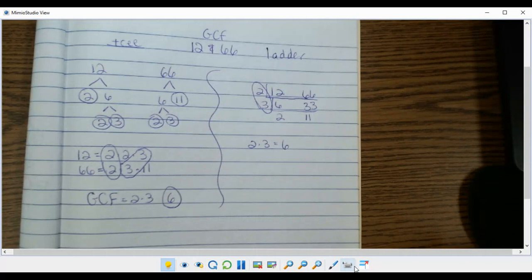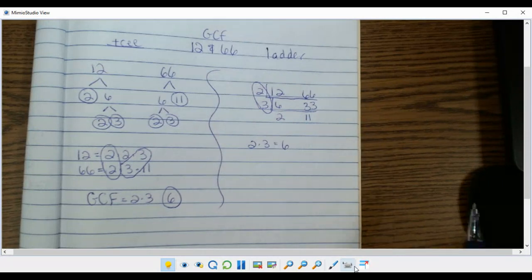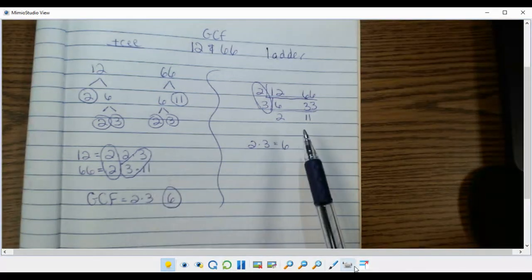Again, you don't have to do both methods. Pick which one you like and stick with it. The downfall to the ladder is that you can only do it with 2 numbers. If you had 3 numbers, let's say you were trying to find the GCF of 8, 24, and 30, you would have to use the tree method. You could not use the ladder for more than 2. But if it's just 2 numbers, go for it.